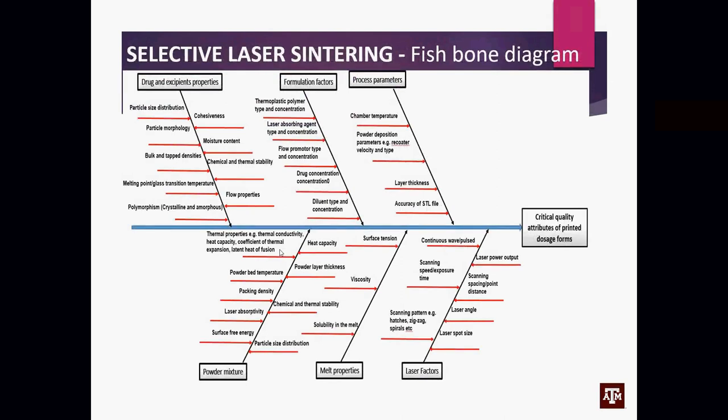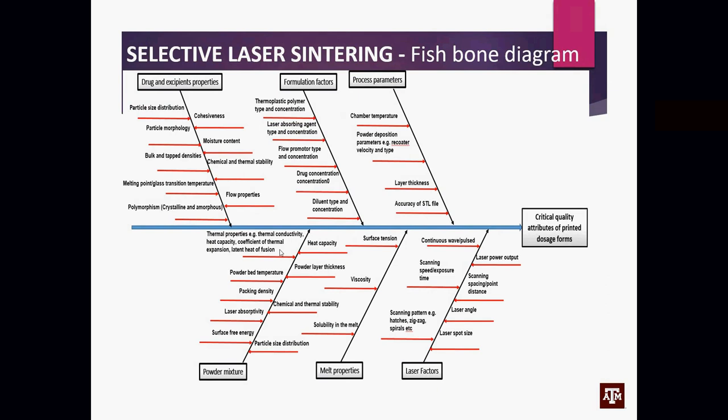Here, in the fishbone diagram, it gives you all the critical quality attributes of the printed dosage form: how the drug properties and the excipient properties affect the final dosage form, and how formulation factors affect process parameters, the powder mixture, melt properties, and laser factors. All of these in combination are going to affect your final dosage form.